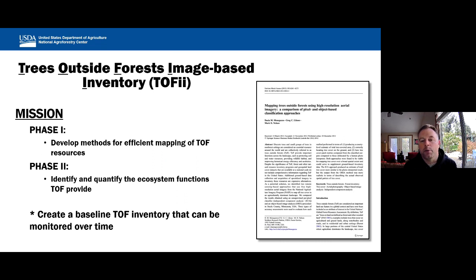And we have two phases to the project. Phase one was to develop the methods to map these trees. And phase two was to identify and quantify the ecosystem functions that these trees provide. So we want to create a baseline inventory that can be monitored over time, as well as fill in the gaps of current inventories to extend accounting of these trees to all lands. This publication from 2012 describes some of the methods that were determined to be effective for our mapping efforts.